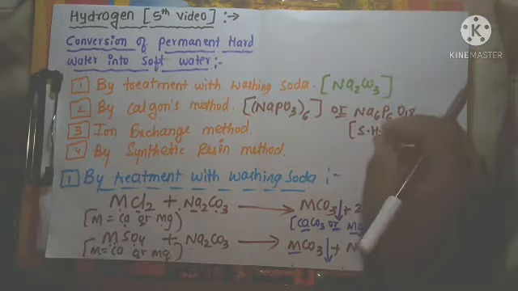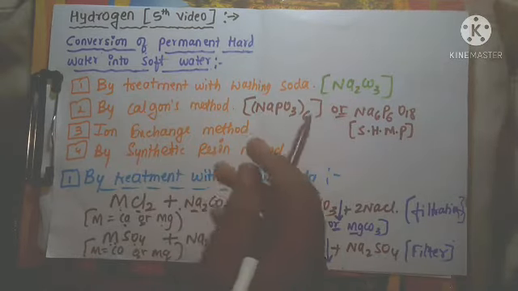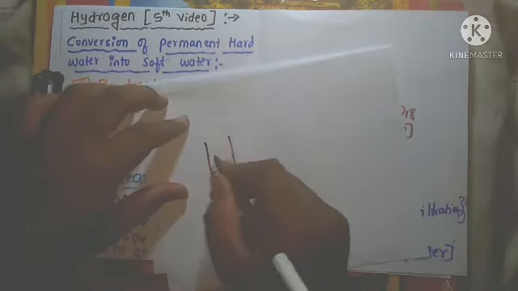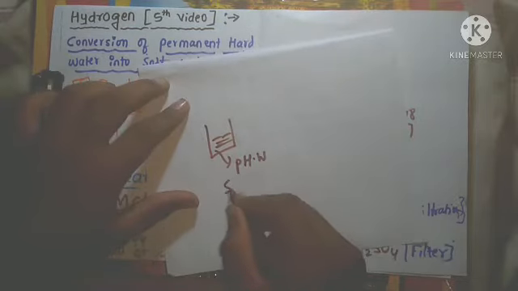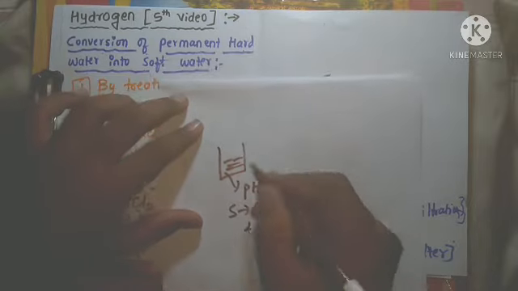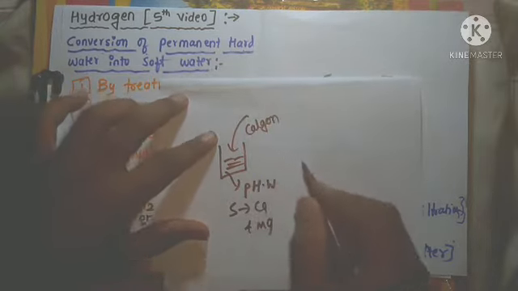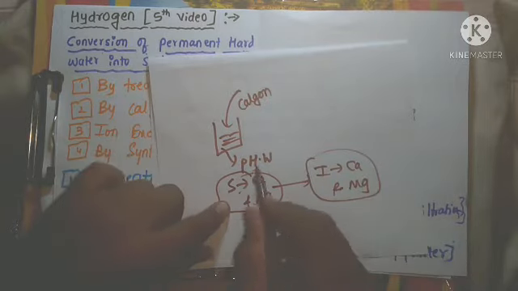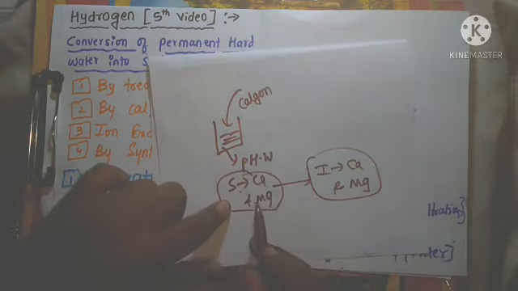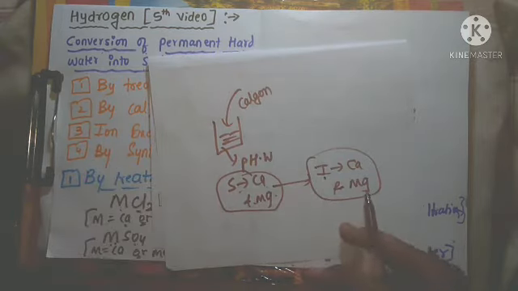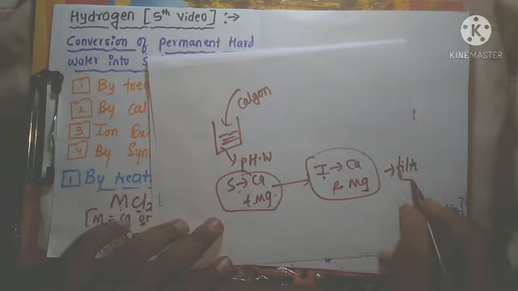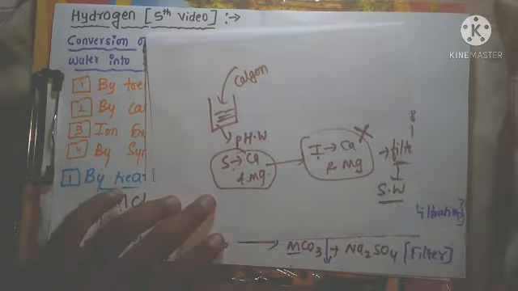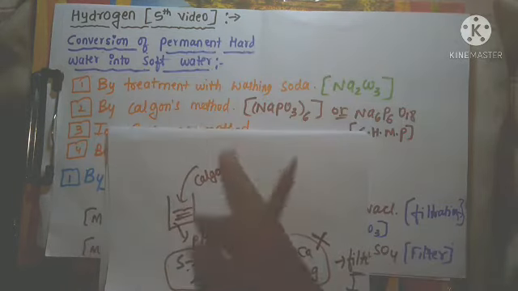Now, when Calgon is added into the permanent hard water, the soluble salts of calcium and magnesium are converted into insoluble salts. The permanent hard water contains soluble salts of calcium or magnesium, and when it is treated with Calgon, these are converted into insoluble salts of calcium and magnesium. After filtration, you will get the soft water, which means indirectly the calcium and magnesium are removed from the water. This method is called by treatment with Calgon's method. Now we will see that one.